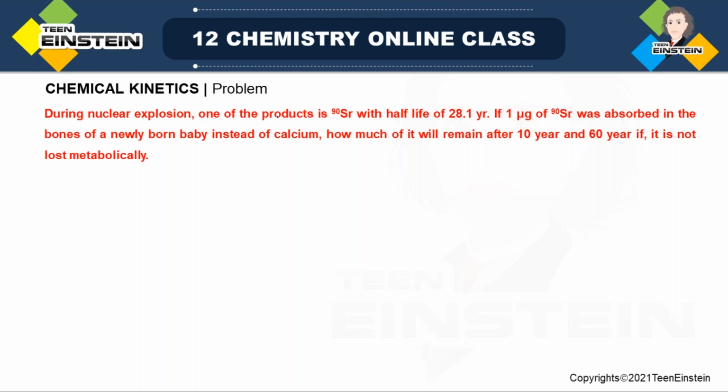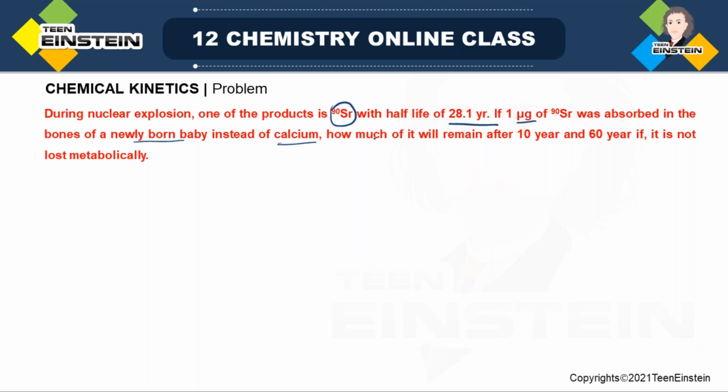During a nuclear explosion, one of the products is 90Sr, strontium-90. Half-life 28.1 years. 1 microgram of 90Sr was absorbed in the bones of a newly born baby instead of calcium. Remember, calcium and strontium are both from the same group, that is, their chemical properties are quite similar. Alkaline earth metals. Okay. So instead of calcium, Sr is absorbed, that is strontium.